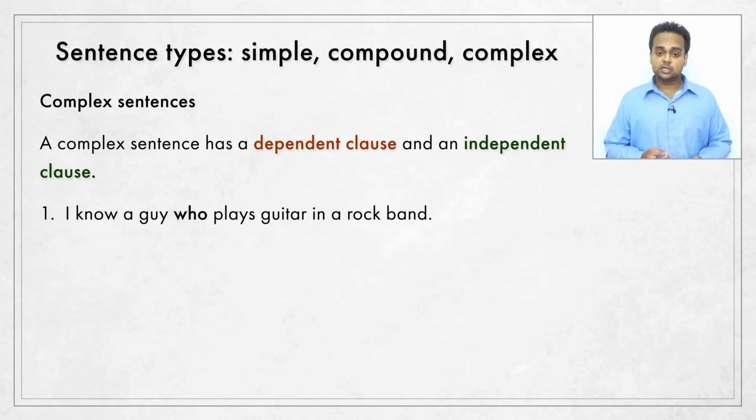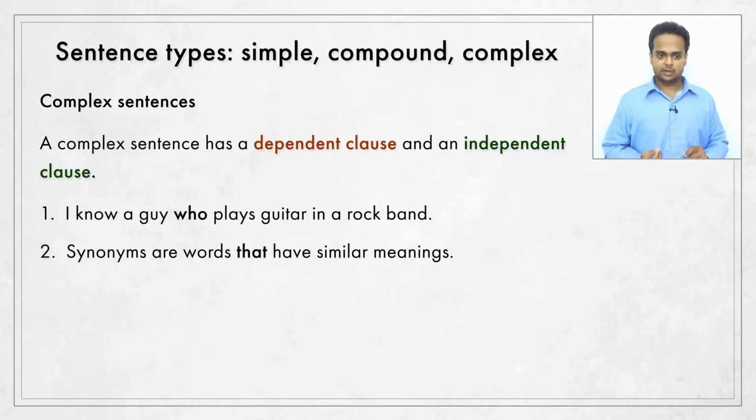This sentence is actually a combination of two sentences. I know a guy, and he plays guitar in a rock band. Both of those are simple sentences, and we combine them using the relative pronoun who. So, who plays guitar in a rock band is a relative clause that gives us information about the guy. It tells you who that guy is. But that clause is not a complete sentence, and so it's a dependent clause, and the entire sentence is a complex sentence.